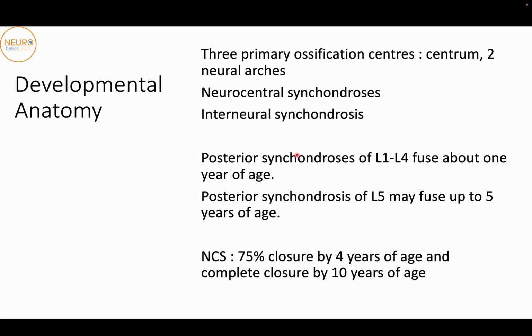The differences when it comes to lumbar spine: the posterior synchondrosis of L1 to L4 will fuse early. They will fuse by 1 year of age. The posterior synchondrosis of L5, on the other hand, might not fuse up to 5 years of age. Sometimes there can be a spina bifida like defect present at L5 and we should not consider that abnormal, at least up till 5 years of age.